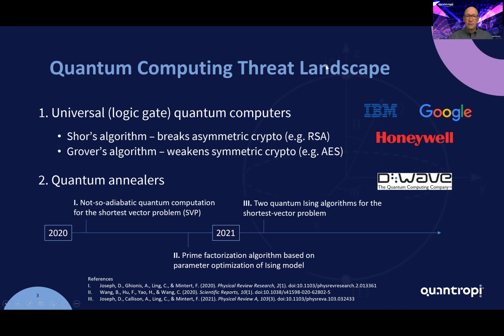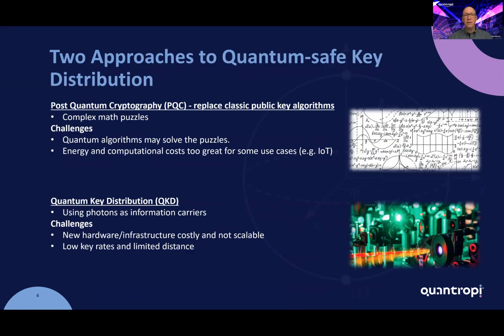So what to do about that? Right now, we see really two fundamental approaches when it comes to quantum safe key distribution. The first, categorized under post-quantum cryptography, is all about replacing classic algorithms with new ones. These are generally, as a class, predicated on complex math puzzles. But the challenge is, as we saw with the shortest vector problem, quantum may solve them too, because they're big, complicated, and not well understood, and there may be gaps or weak points that have yet to be discovered or are soon to be discovered. Also, because of the complexity of translating this mathematics into algorithms and into code, they have in some cases very high computational costs, which makes them inappropriate for any number of use cases, including things like IoT.